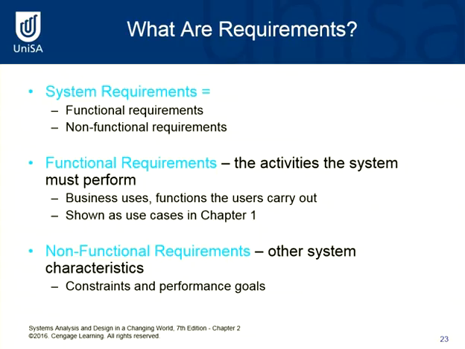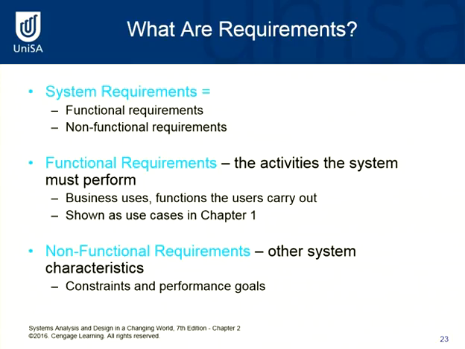So we've got system requirements equals functional and non-functional. Functional requirements are the activities the system must perform. The system must print a report. The system must record transactions. The system must enter an inventory item. What must the system perform? It must do this, this, this, and this. These are the functions of the system.